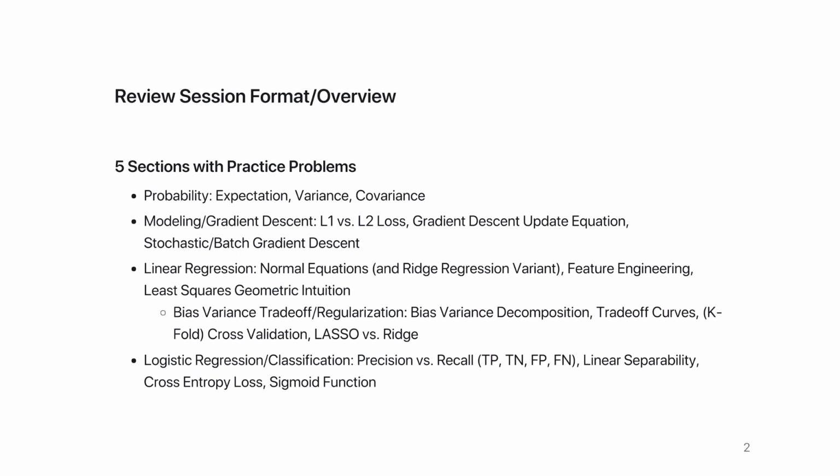So the format of today, we have 5 sections which sort of cover everything that could be on your midterm. In the beginning we have the properties of things like expectation, variance, covariance. Then we'll talk about modeling, loss functions, and this idea of gradient descent. We'll then talk about the meat of the course, which is linear regression, so the normal equations, regularization, ridge regression, lasso, where we come up with these normal equations.